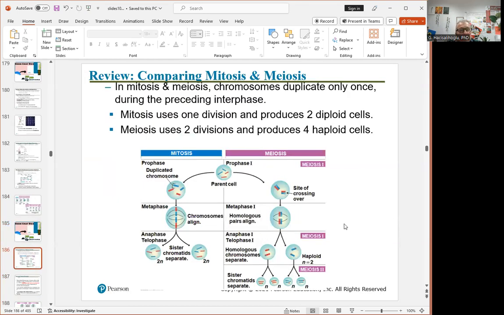So if you compare mitosis and meiosis, mitosis takes one parent cell and makes two daughter cells, identical to the parent, same chromosome number, diploid. Meiosis takes one parent, goes through 10 phases of meiosis, and produces four new cells, four daughter cells, and they have half the chromosome number of the parent. Mitosis produces identical cells, meiosis produces unique cells.